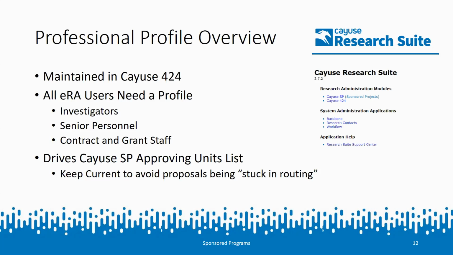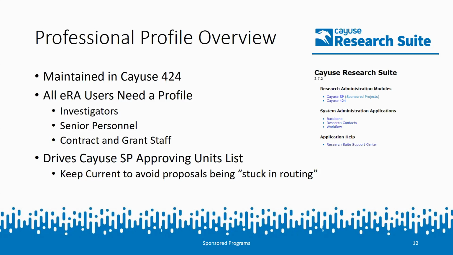All right. The Cayuse SP approving unit list is actually driven in part by your profile because an investigator's department in their 424 profile is what is automatically added as their home unit when they're added to an investigator research team tab of an internal processing form in Cayuse, because it's going to route to their unit head for approval. That's why it's important to keep that 424 list accurate, because you can really avoid the dreaded stuck in routing issue if you're keeping it accurate for your people, because then whenever others add them to a grant, it's automatically the correct unit.